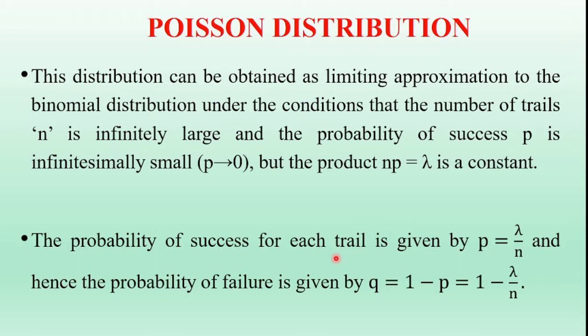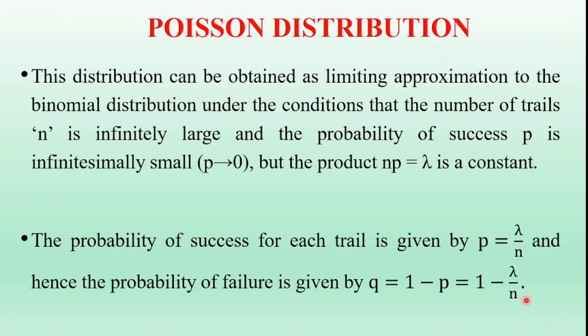But we know that p plus q is equal to 1, where p is the probability of success and q is the probability of failure. From that expression, q is equal to 1 minus p. Here the probability of success p is equal to lambda by n, and substituting this value into q equal to 1 minus p, we get the probability of failure for each trial as q equal to 1 minus lambda by n.